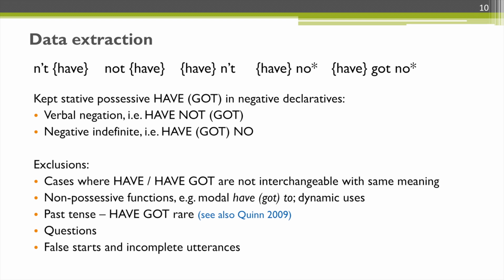I excluded questions for now, but this is the starting point of a project, and eventually I will come back to questions because obviously it's relevant to the do support issue, whether it occurs in questions as well. And then false starts and incomplete utterances, because if they start saying I have and then get interrupted, you don't know if they were going to say got or not.